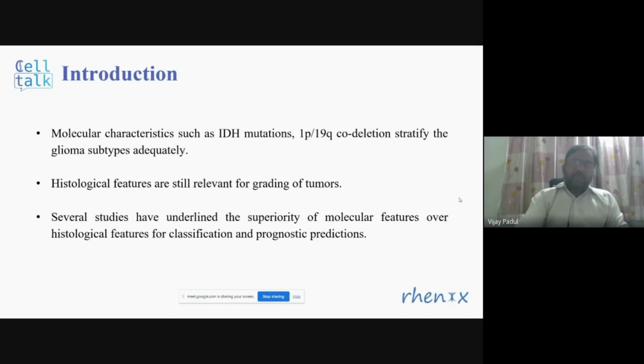Along with the recommendation by the classification system, there are several studies which have underlined the superiority of molecular features over histological features for classification. But still, for scientific reasons, it is interesting to know what the molecular differences are that lead to the histological differences between astrocytoma and oligodendroglioma tumors.